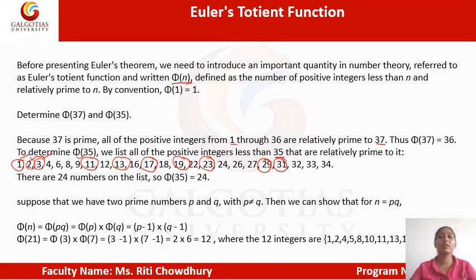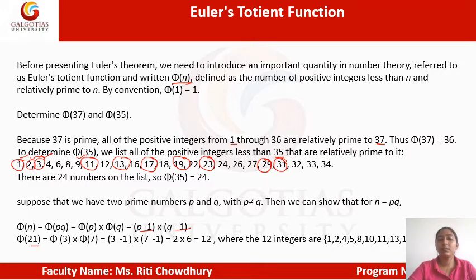Now for a large number, it is not possible to count down all these numbers and then find out the co-prime numbers. So what we actually do for large numbers is follow this rule: if a number can be represented using two prime numbers p and q, then the Totient function will be equal to (p minus 1)(q minus 1). We can take any example.